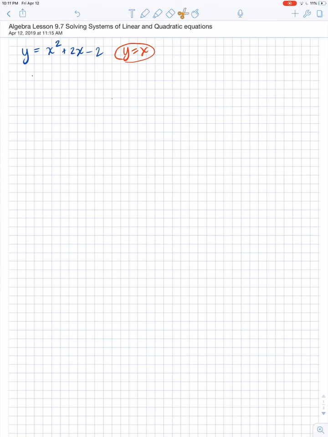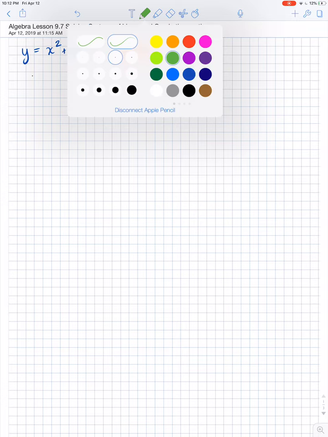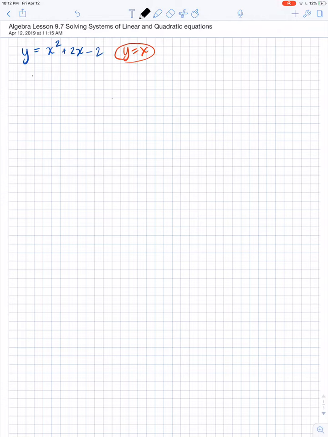All right, so we're going to go ahead and dive into lesson 9.7. 9.7 is systems of linear and quadratic equations. And I think it'd be great for us to talk briefly about systems of linear equations because we've done an entire unit on systems of linear equations.